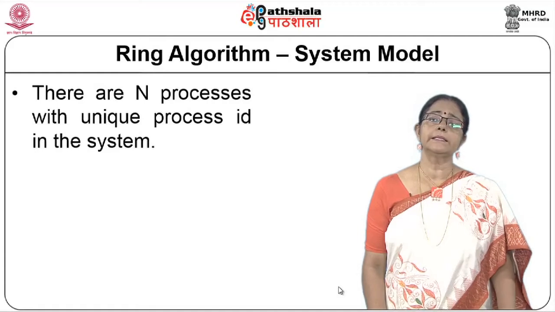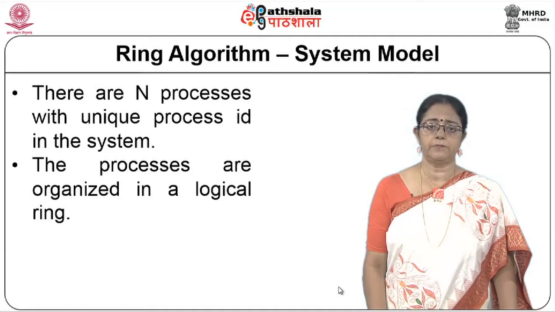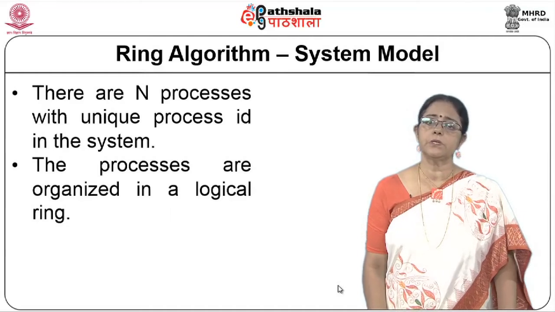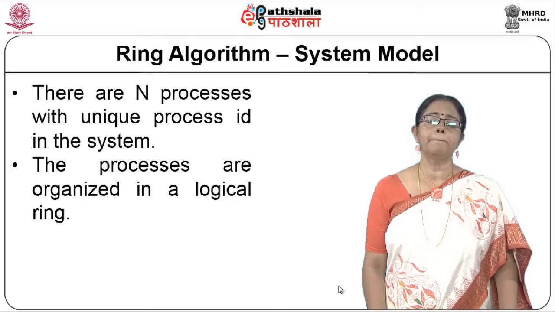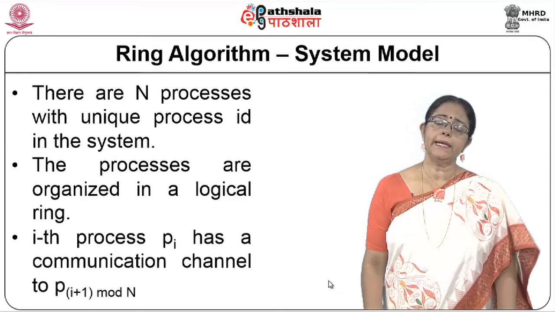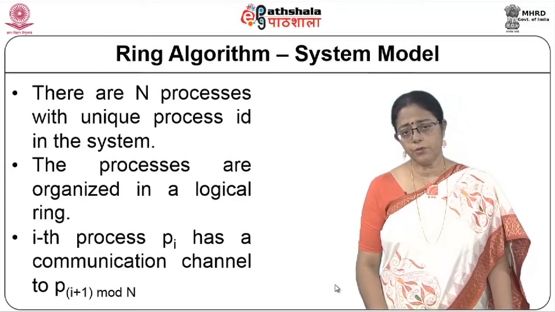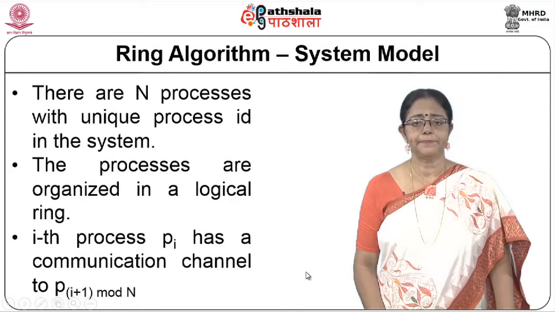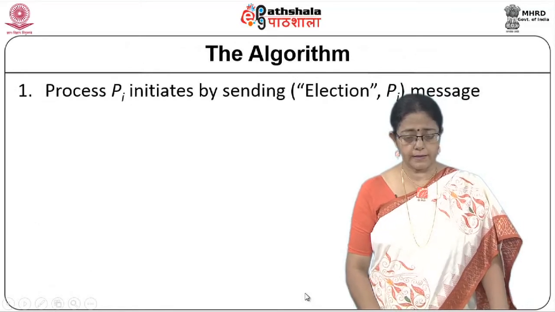Our system model is that there will be n processes, each process having a unique process ID, using which we can form the ring, and the processes are organized in a ring structure, and any ith process has a communication channel to the next process, which is P (i plus 1) mod n. Now, we are looking at the algorithm.